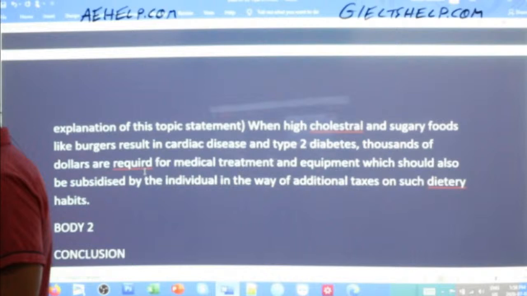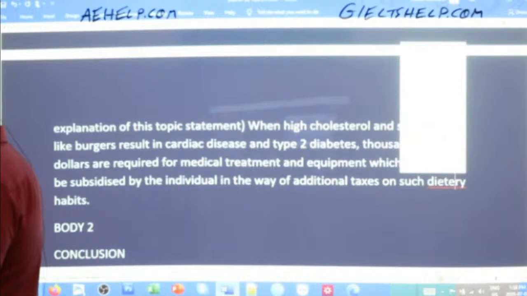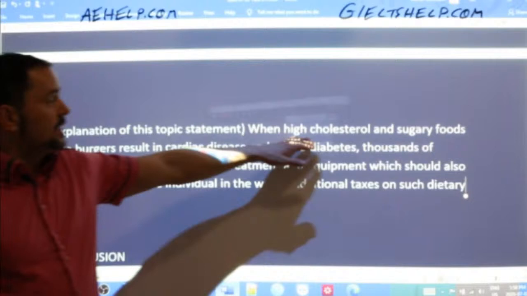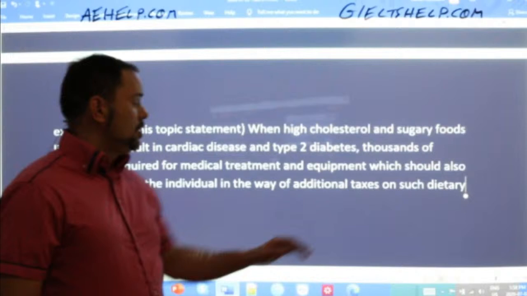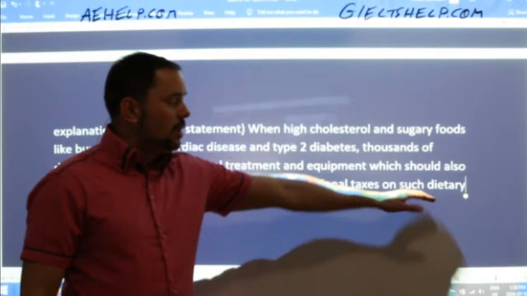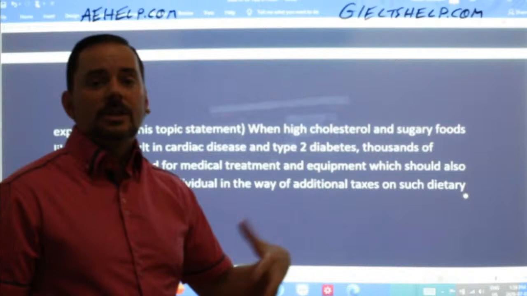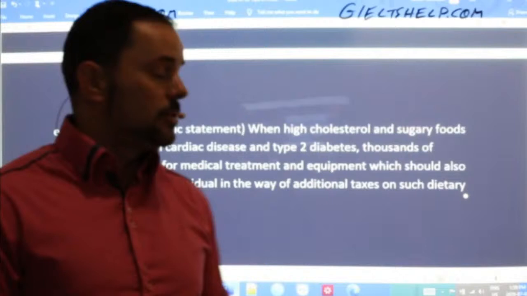All right. So, yeah. There we go. So when high cholesterol and sugary foods like burgers result in cardiac disease and type 2 diabetes, thousands of dollars are required for medical treatment and equipment, which should also be subsidized by the individual in the way of additional taxes on such dietary habits, right? So that's my explanation. So clearly here I'm explaining why I agree with the idea of these taxes. So again, going back to the taxes.